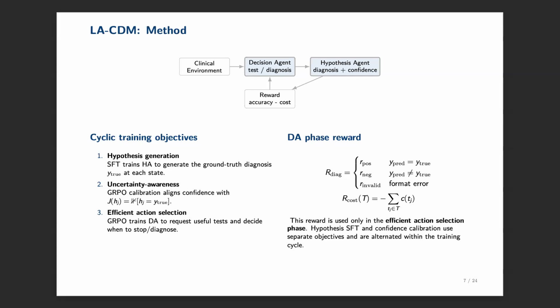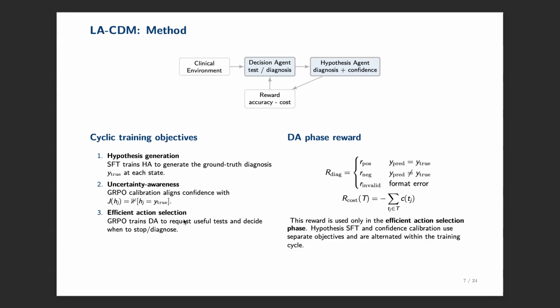So they use three training objectives. First, hypothesis generation is trained with supervised fine-tuning. At each state, the hypothesis agent is trained to generate the correct diagnosis. Second, confidence calibration is trained with reinforcement learning. The model should not only predict a diagnosis, but also express uncertainty appropriately. If it is 60% confident, that confidence should match the actual correctness rate.